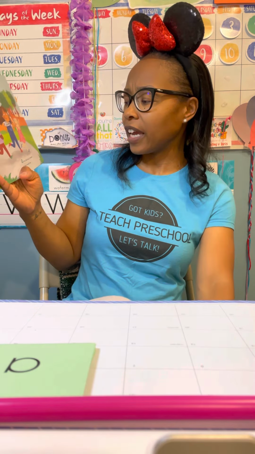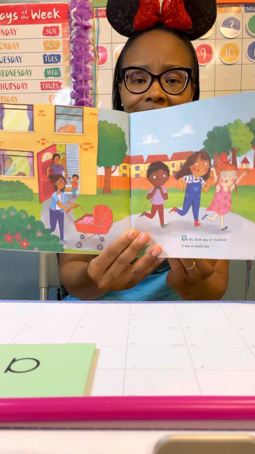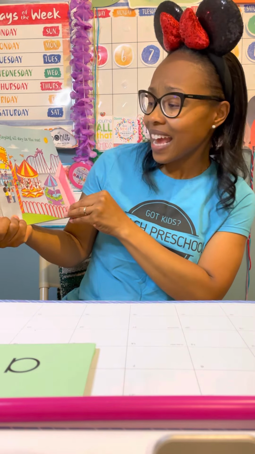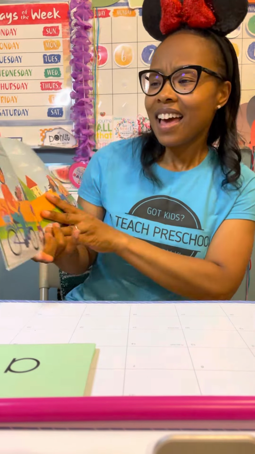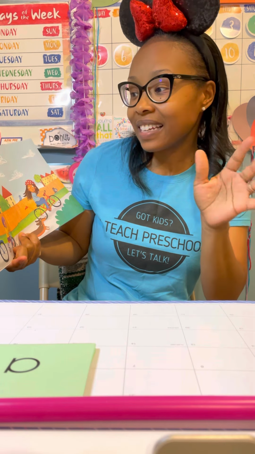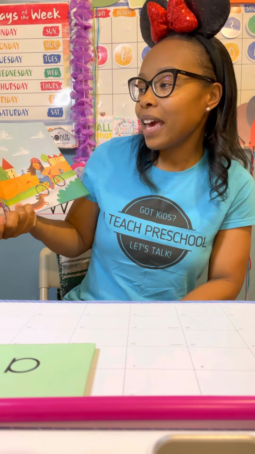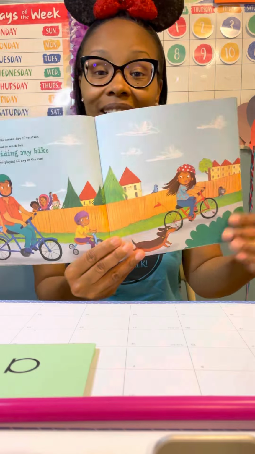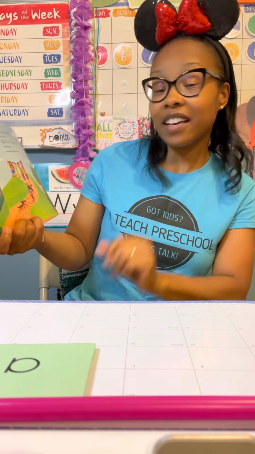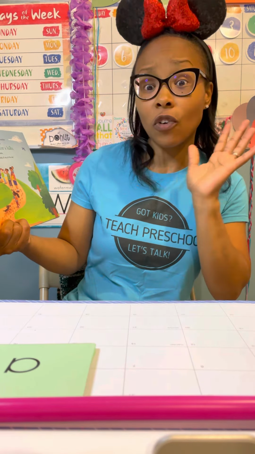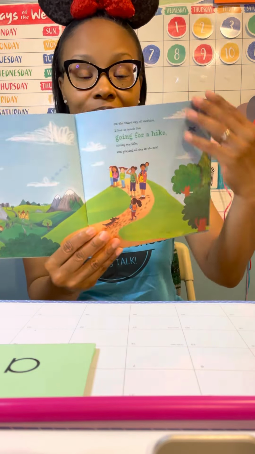On the first day of summer vacation, I had so much fun playing all day in the sun. On the second day of vacation, I had so much fun riding my bike and playing all day in the sun. I like to do that too. On the third day of summer vacation, I had so much fun going for a hike, riding my bike, and playing all day in the sun.